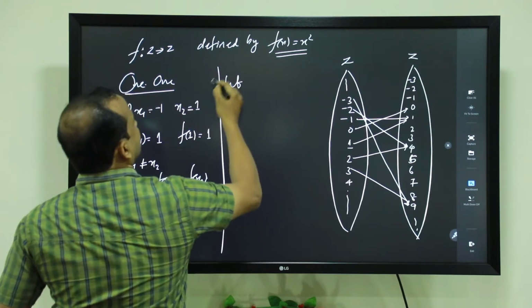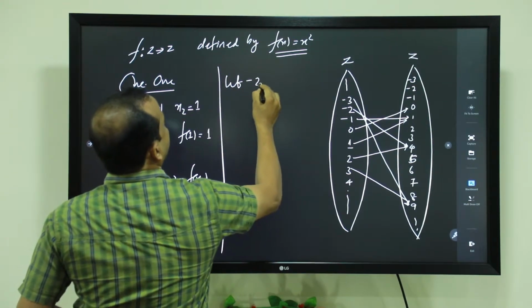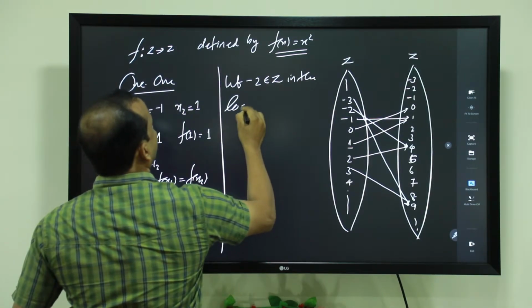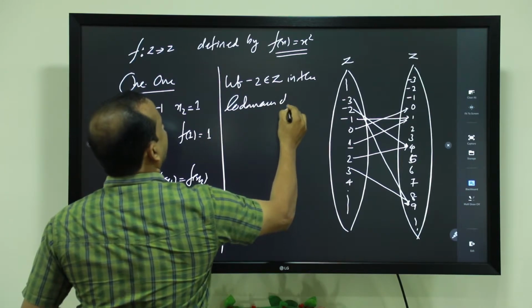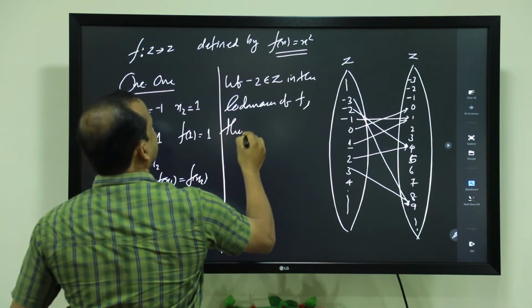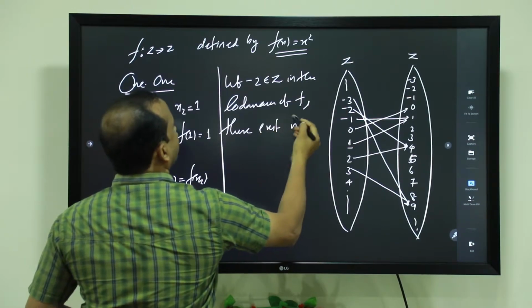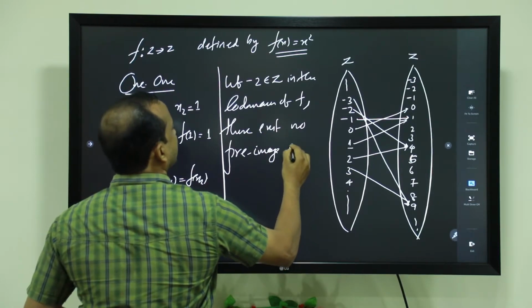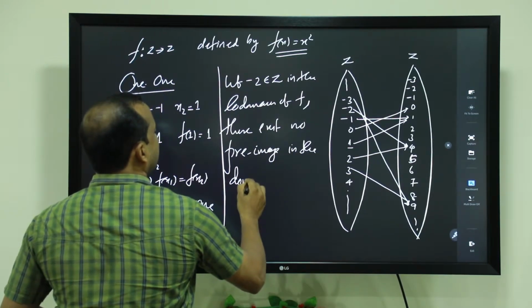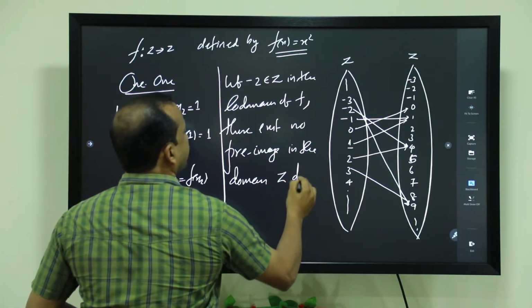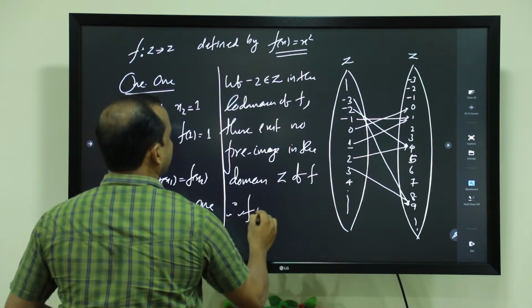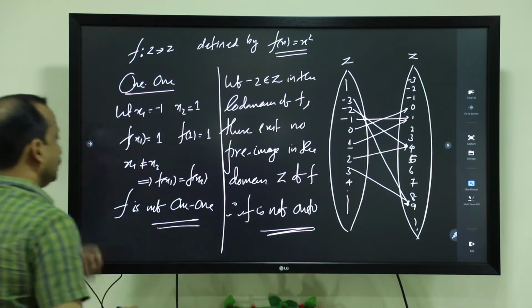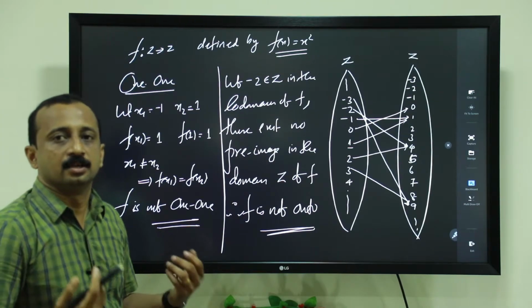In the second case, let minus 2 be an element of Z, the codomain of f. There exists no pre-image in the domain Z of f, and therefore f is not onto. Okay. Here the function is not 1-1 and not onto.